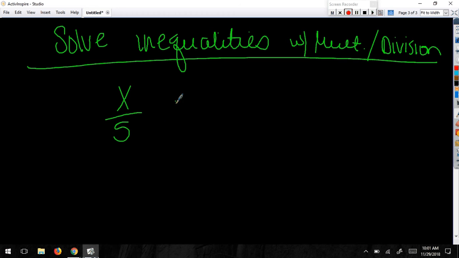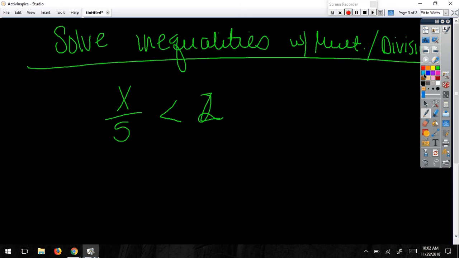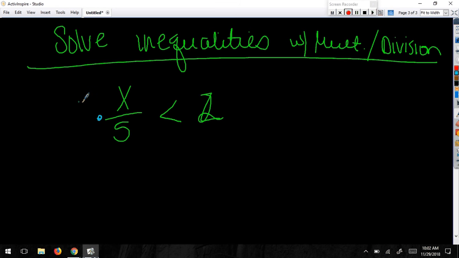Alright, so if I have something that looks like this, x over 5 is less than 2, how do you get x by itself? Right now, what's being done to x? Divided. So the opposite of dividing, multiply by 5. It's the same as when we were doing linear equations, okay? The only difference is there's an inequality sign in the middle. All right, so this cancels and it leaves me with x is less than 10.